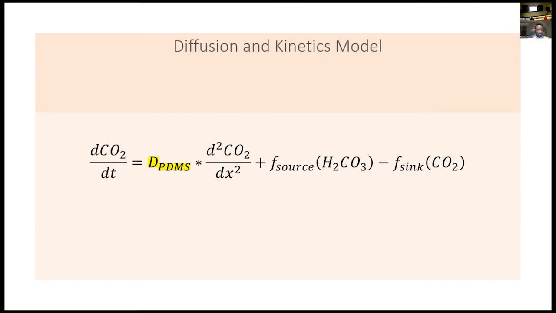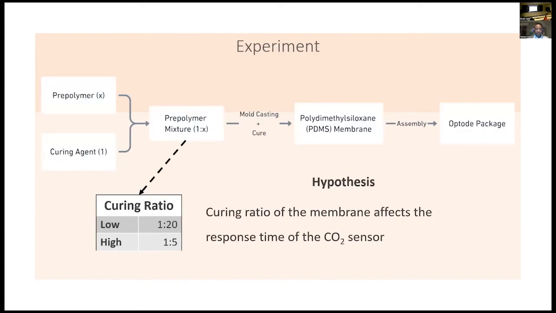But if we just focus on the diffusion part, we can directly modify D in a way that we may not be able to quantify right now, but we can change it through the curing ratio. So we came up with an experiment. We have prepolymer mix, we have curing agent, we have the process for making CO2 sensors. Can we just change the curing ratio to two different levels and then see how that affects the response time, changing nothing else about the sensors?